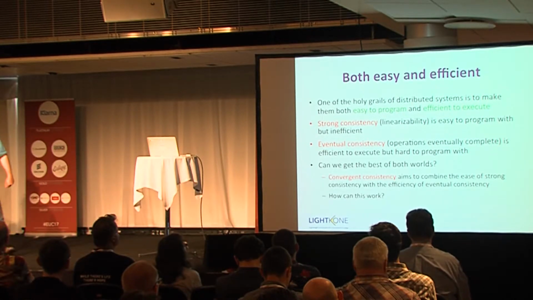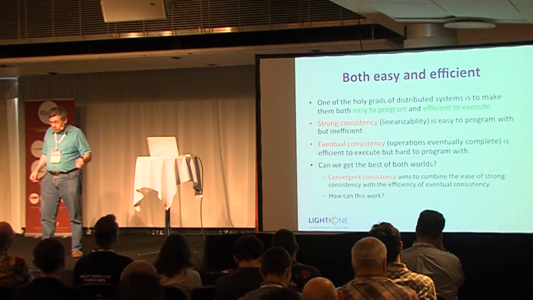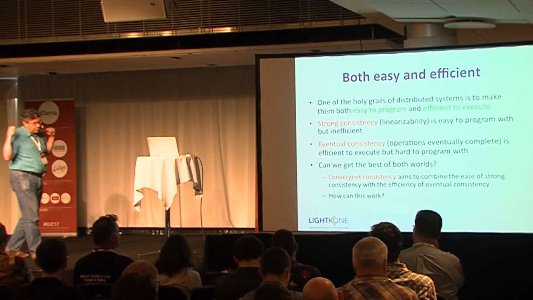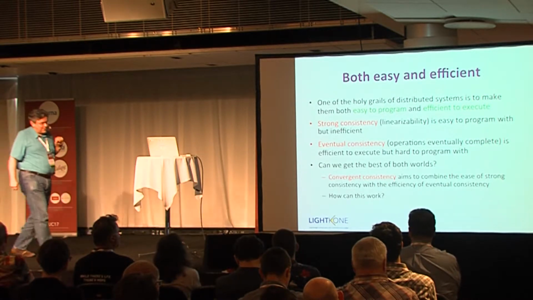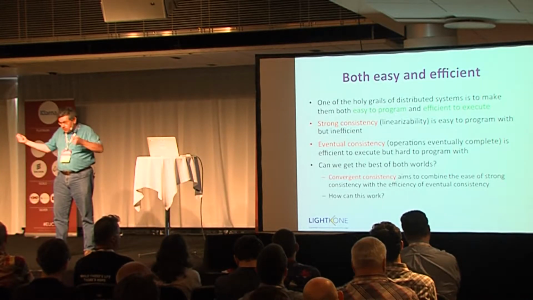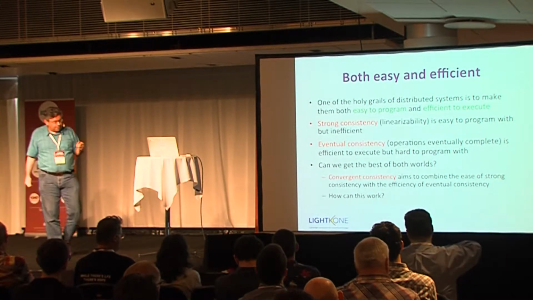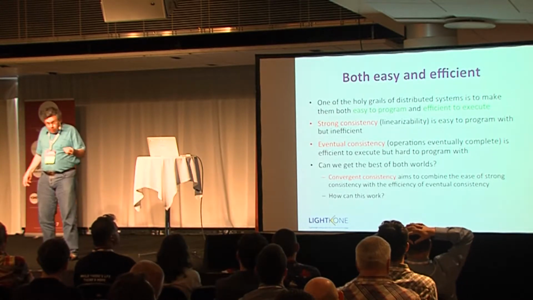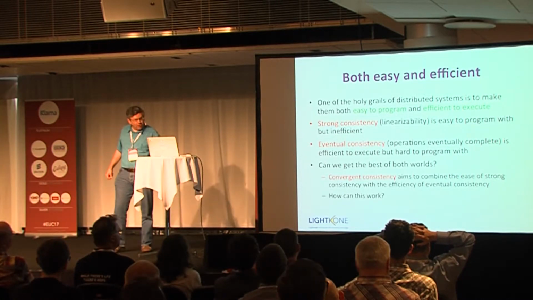There's another extreme called eventual consistency, where you can do operations, they execute asynchronously, you can have many operations in the system at the same time, executing concurrently, and they will all eventually complete. But this is hard to program because these operations might conflict with each other. But it's efficient, okay, because of the asynchronicity, and you don't have to do any global synchronization, which you do have to do for linearizability. So the question, can we get the best of both worlds? That's what we want to do. So convergent consistency, the third one, we aim for that, okay? We're aiming for the grail.